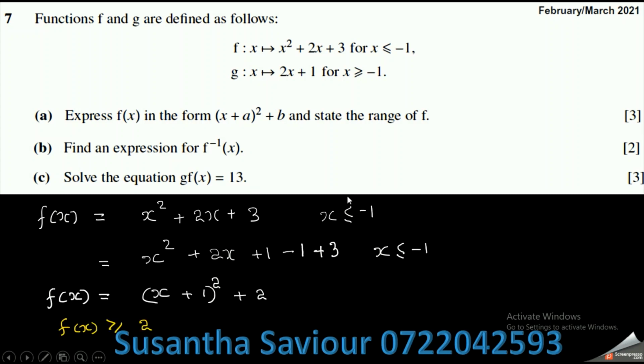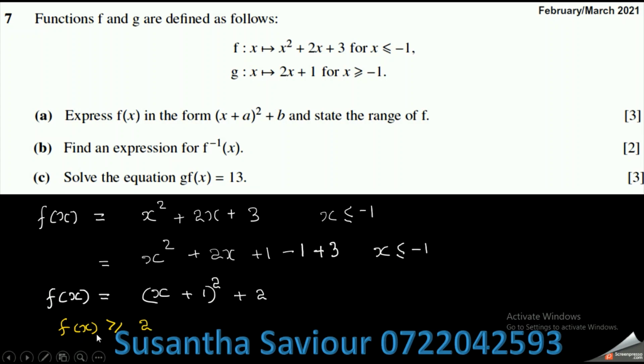Right? Now the range of this f(x) means the f(x) values. So this is always greater than or equal to 2. When you apply x equals minus 1, this will vanish. Right? Then f(x) is equal to 2 in that case. But for any other value of x, this is a positive number because of this square. Then something will always be added to this. So the minimum value is 2. It is always greater than or equal to 2.